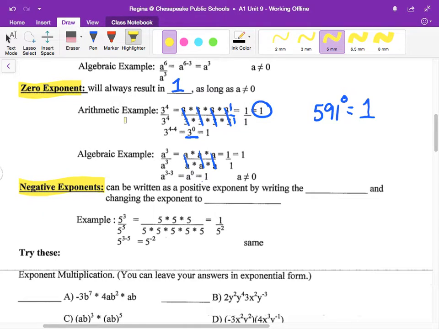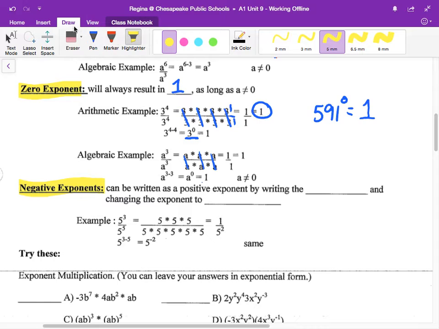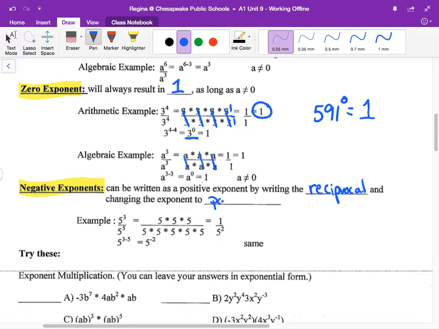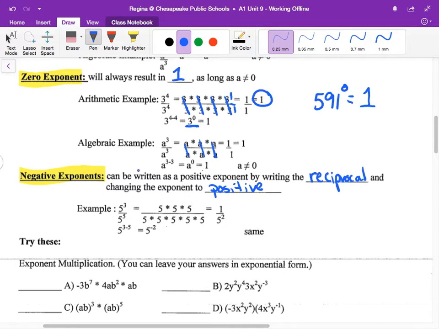All right, the last one we have to do is called the negative exponent. So what happens when we have a negative exponent? It's not allowed in algebra. It can be written as a positive exponent by writing the reciprocal and changing the exponent to a positive number. So you just have to flip it. If you have a negative exponent, you get rid of it by flipping it, and it becomes a positive when you flip it.